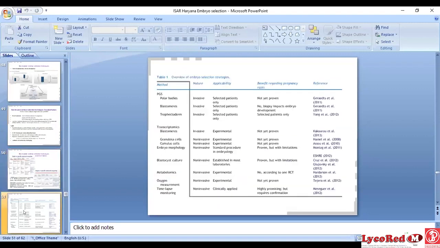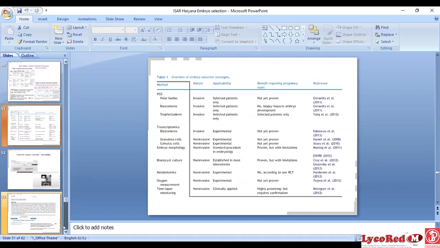So this is the graph and the references that I used to check polar body biopsy, trophectoderm biopsy, the omics, and what the references for this paper are. So finally, the best is morphology, then there is time lapse, and there is omics.